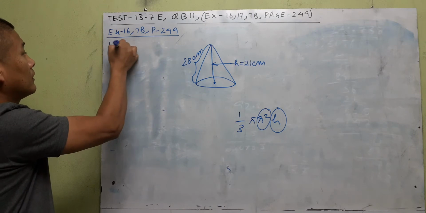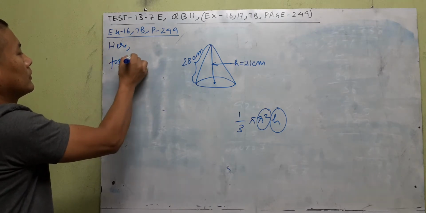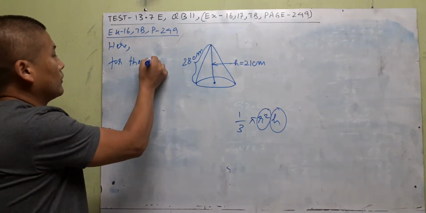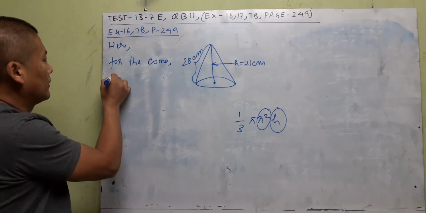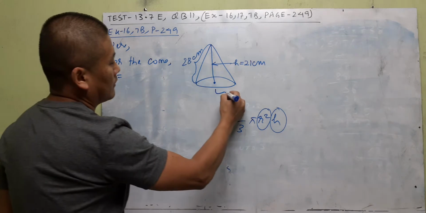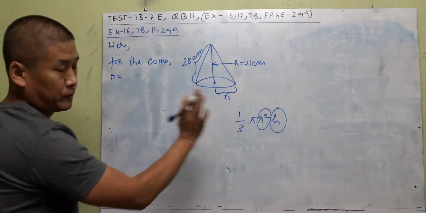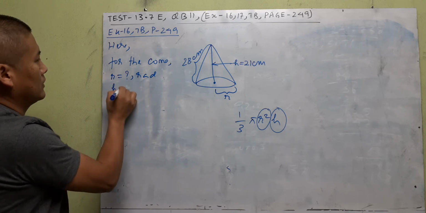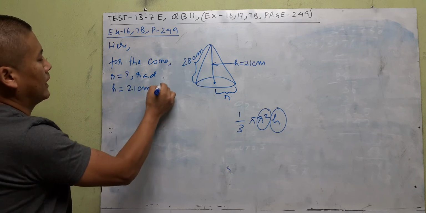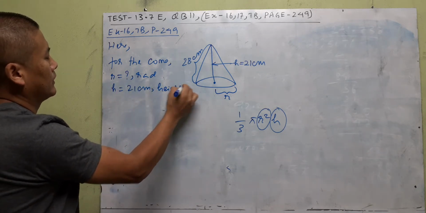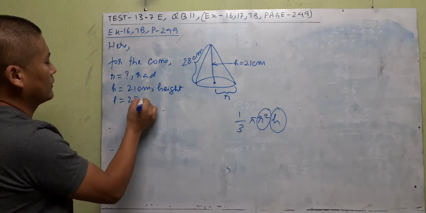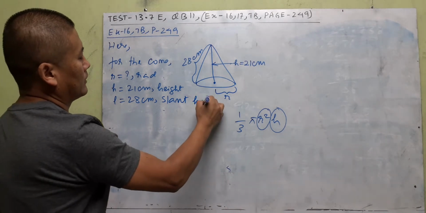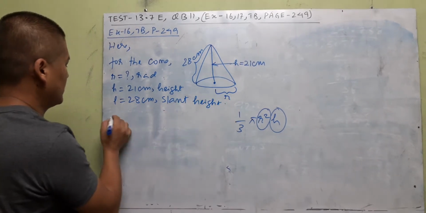So here, for the given cone, r we don't know yet, we need it for finding the volume. Question mark is the radius. H is 21 centimeter, the height, clearly given in the question, and L is 28 centimeter, the slant height. So we can easily find out r.